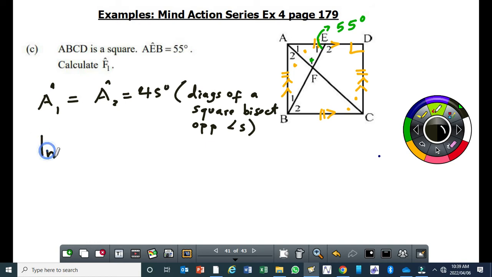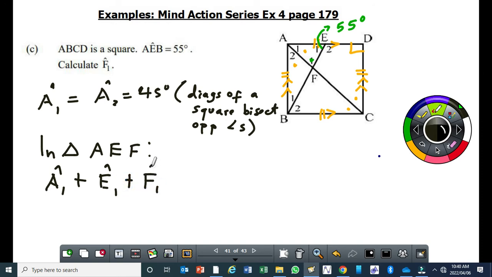Then the next thing, we identify a triangle so that we can calculate F1. Okay? So the triangle is going to be AEF. In triangle AEF, if I add A1 plus AEB, now AEB is the same as E1, plus F1, I'll get 180 degrees. Okay, so that will be 180. So that will be sum of angles in a triangle.